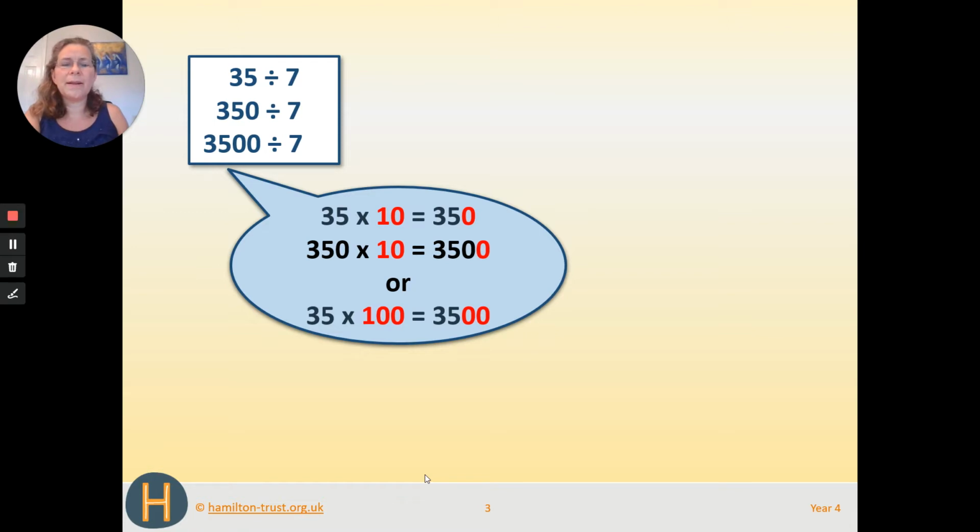35 has been multiplied by 10 to make 350. 350 has been multiplied by 10 to make 3,500. Or 35 has been multiplied by 100 to get 3,500.